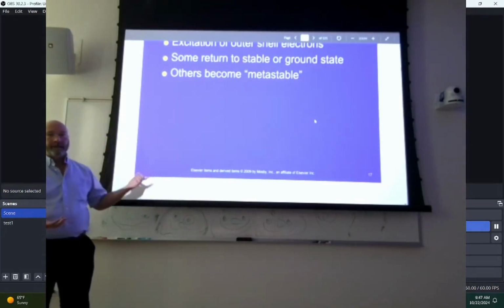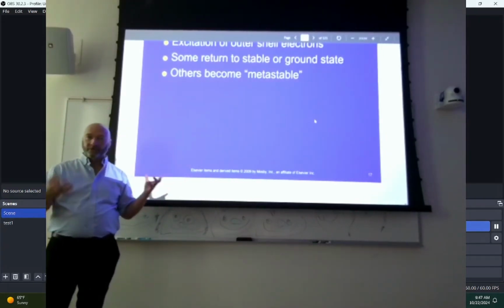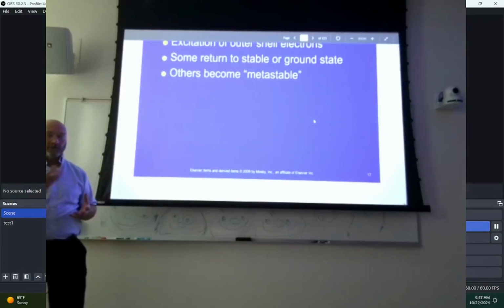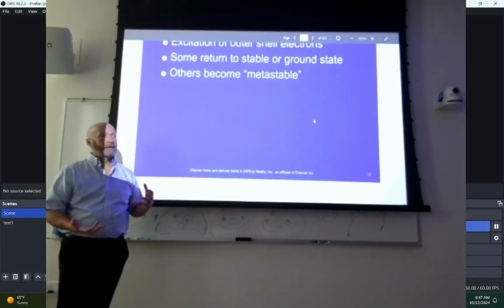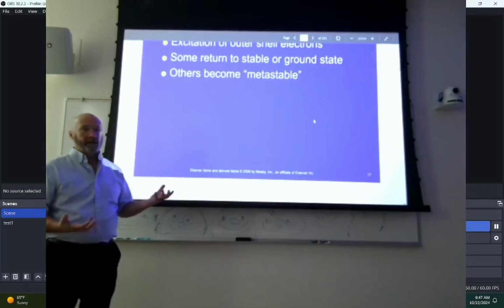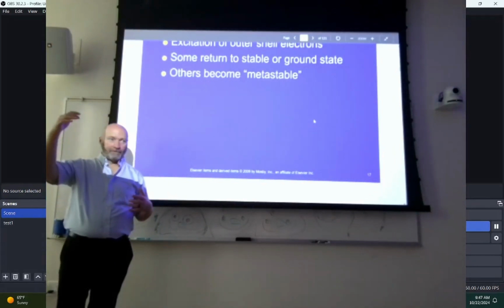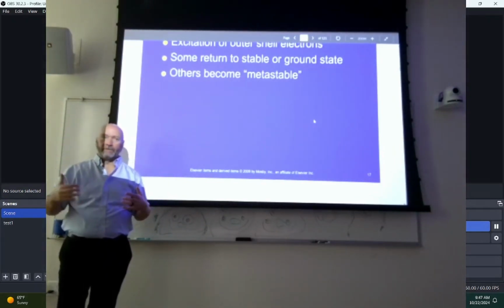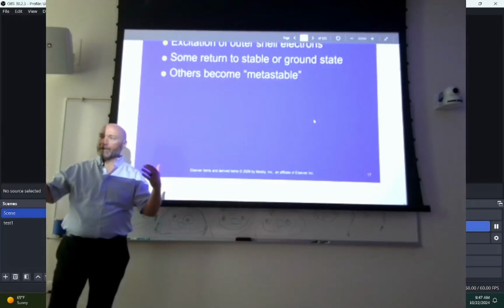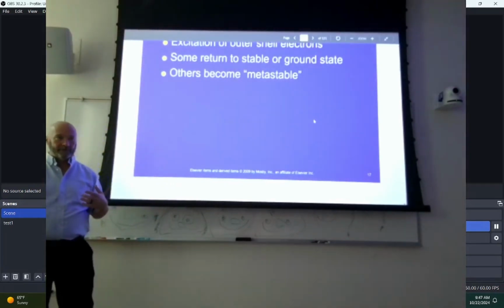Okay, so what metastability means is that you're stable in all of those things. You don't have too many neutrons, and you've got the same number of protons and electrons, but it's a higher level of stability. Okay, and by higher level, I'm not talking about a better level of stability.